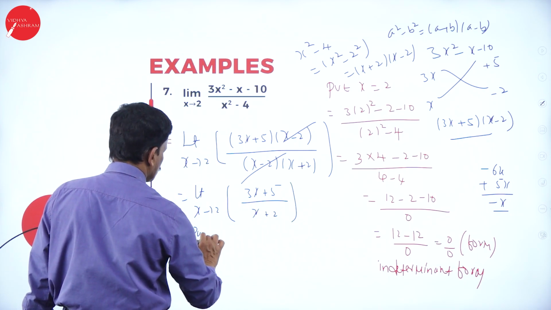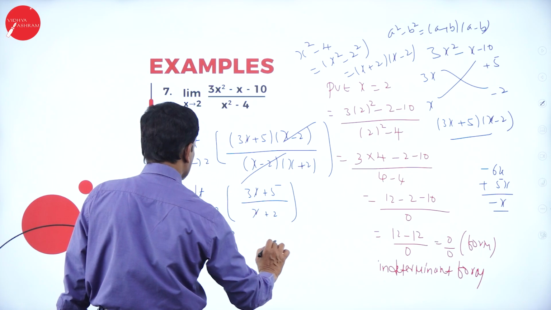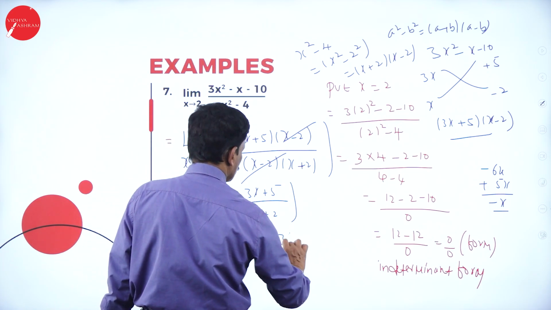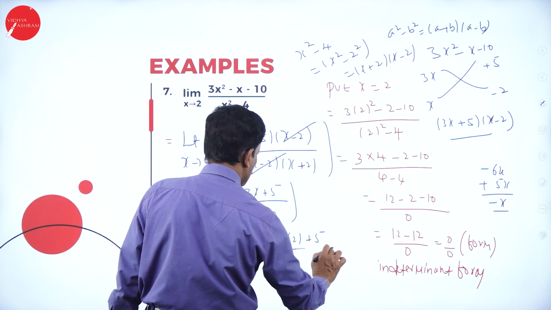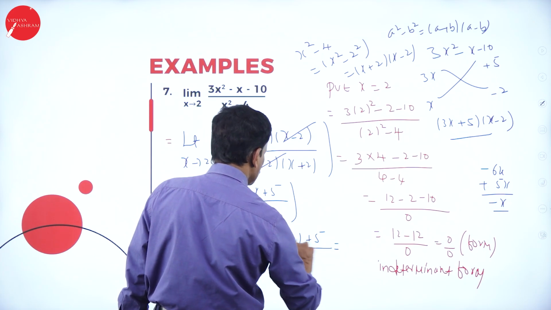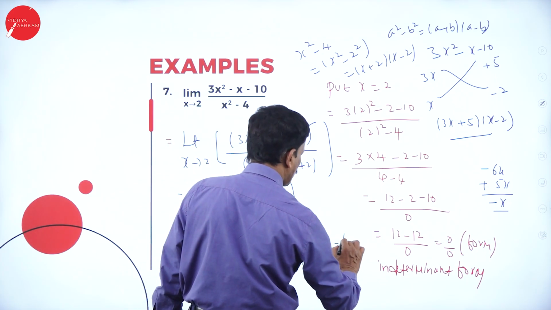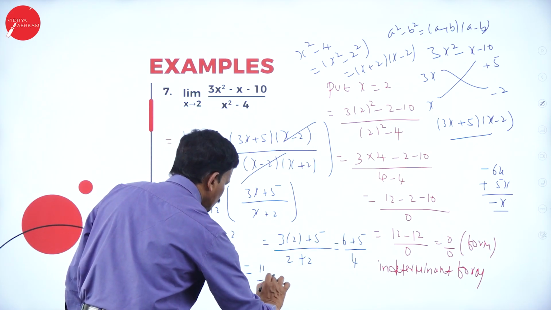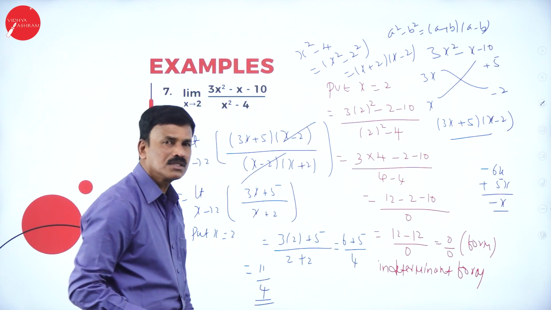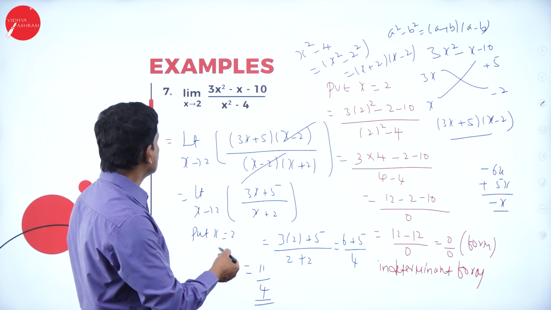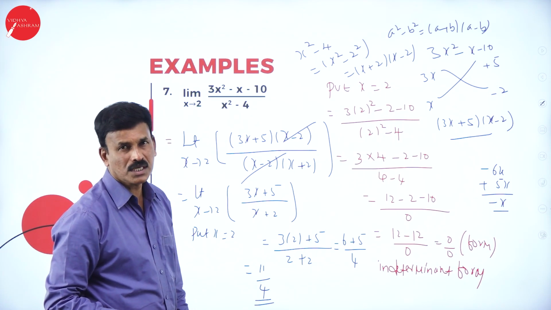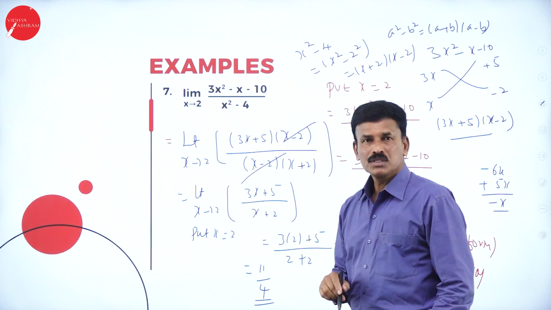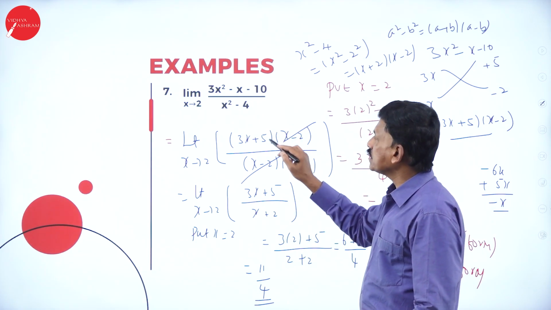Now, put x is equal to 2. If you put x is equal to 2, then this becomes 3 into 2 plus 5 divided by 2 plus 2. 3 into 2 is 6. 6 plus 5 divided by 4. That's equal to 11 by 4, the simplified answer. So the simplified answer in this case is 11 by 4. That's it. Hope you followed. Okay. So, just factorize the numerator and denominator.